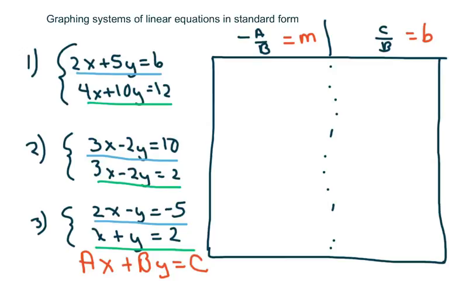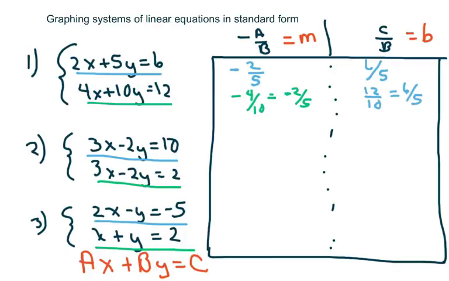So I'm going to do negative a over b. For my number 1, I have negative 2 over 5 as my slope. And for my second equation, I have negative 4 over 10, which equals negative 2 over 5. So basically, these have the same slope. Now, for my y-intercept, I'm going to get 6 over 5. We don't have to change our sign here. And then 12 over 10, which equals 6 over 5.